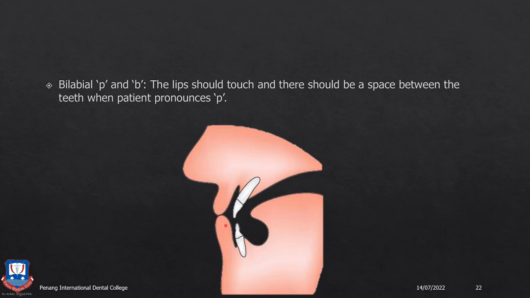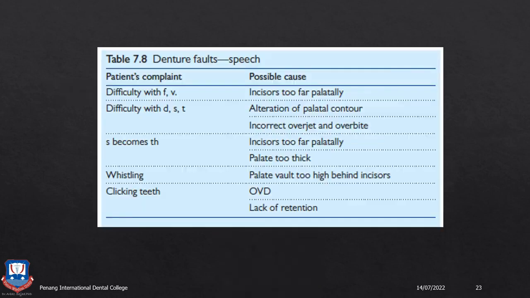And then bilabial sounds such as P for Papa, B for Bombay. If the patient is unable to make these sounds, this means that the maxillary and the mandibular anterior teeth are set too far labially, or the vertical dimension is increased. If the vertical dimension is increased, you will need to reduce it by taking new maxillomandibular records, or if the upper and lower anterior teeth are set too far labially, then you will need to reset them. So the patient should be able to pronounce bilabial sounds such as Papa, Bombay, all these things. So these are very important.